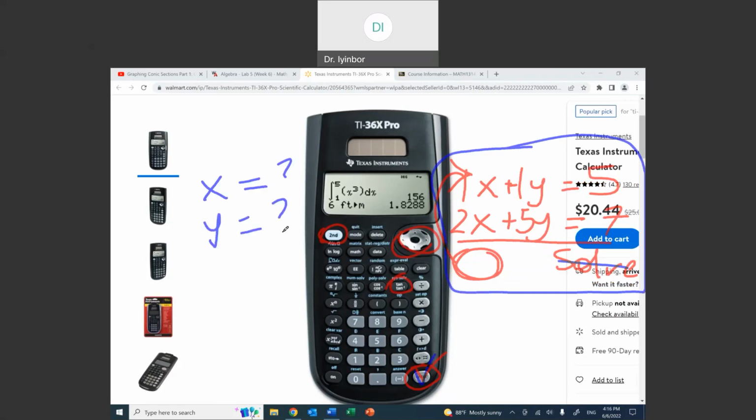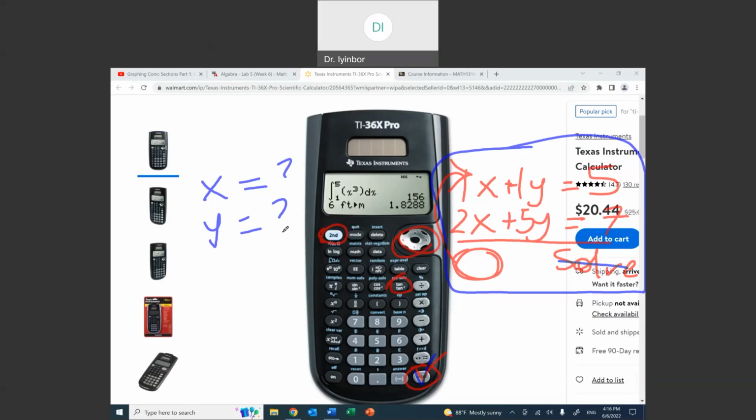Now, if the system has no solution, it's going to have a green screen that says no solutions, or if it's dependent or has infinite solutions, it's going to say infinite solutions, okay? So that's how you solve a system of equations on your calculator. You can solve any system of equations.